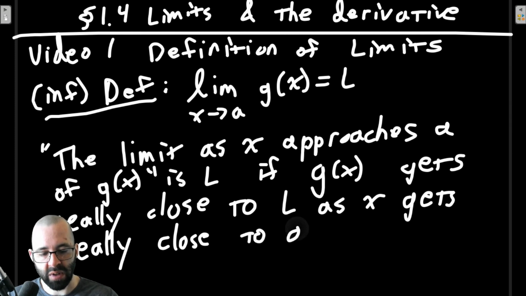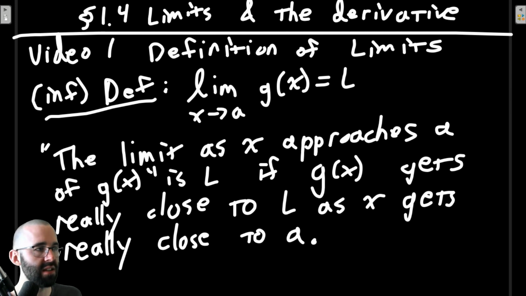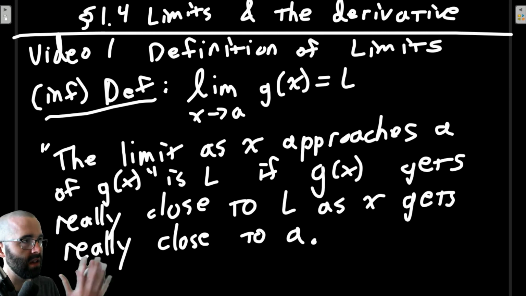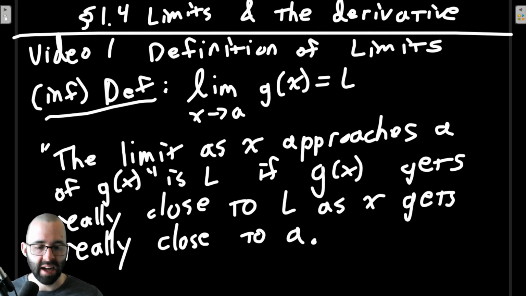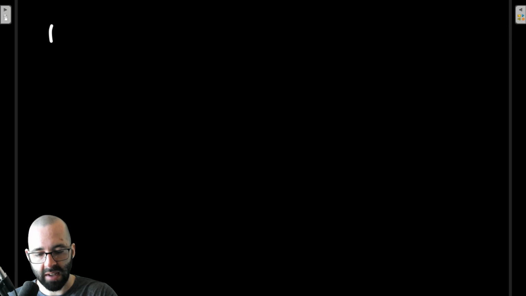All right, and there are some really fancy definitions for this, but this is essentially what we're going to be using in this class, okay? So the limit as x approaches a of this function equals L means that the y values get really close to L as the x values get really close to a, like this. So let's kind of see this in action, okay? We're going to show this off with example 1.